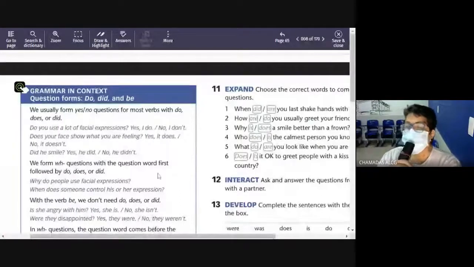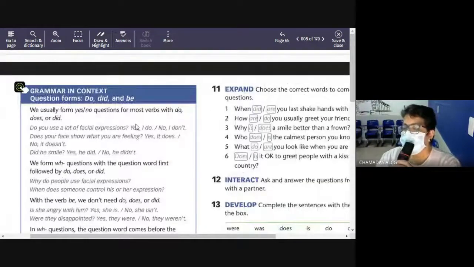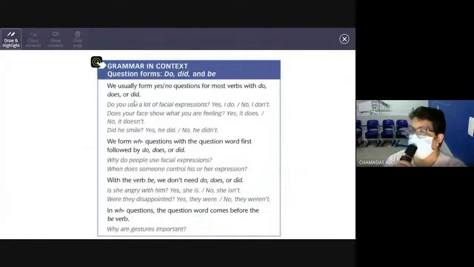What is the focus here? So here, we are going to see something very important. When we ask questions in English, we use auxiliary verbs: do, did, and the verb to be as well, right? So pay attention here. Let me make it a little bit bigger. We usually form yes/no questions for most verbs with do, does, or did.